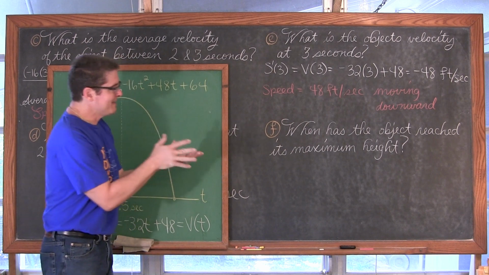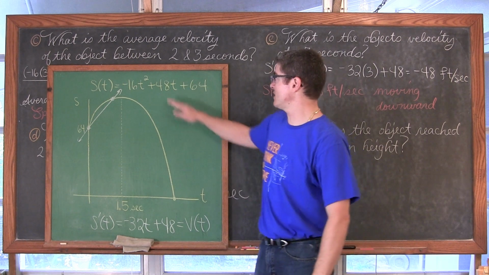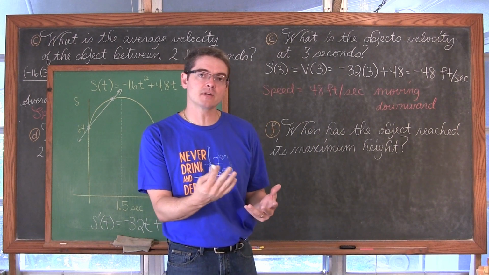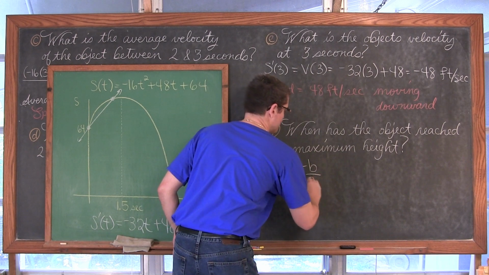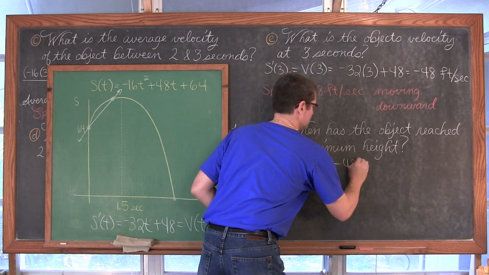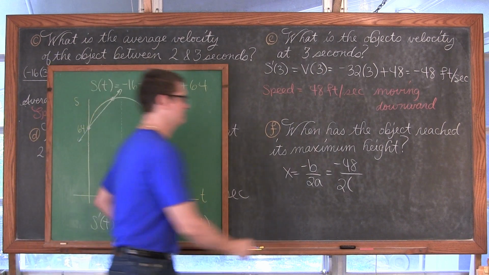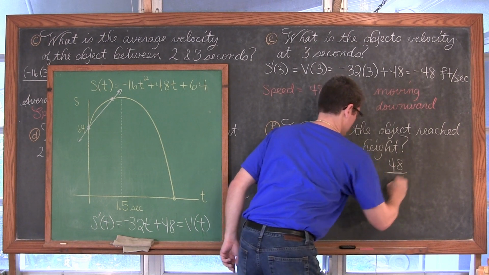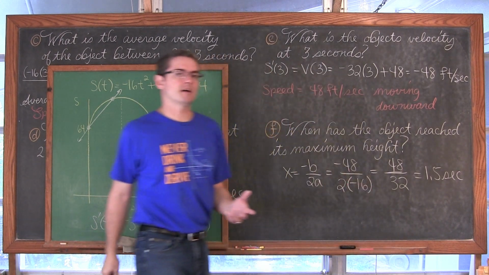Okay, so then when is the object going to reach its maximum height? Well, because our position function is a parabola, there's two ways we can deal with this. We can just go back to finding the x of a vertex, which is found by doing x equal to negative b over 2a, and that is going to be negative 48 over 2 times our a value, which is equal to negative 16. That comes out to be 48 over 32, which is equal to 1.5 seconds.